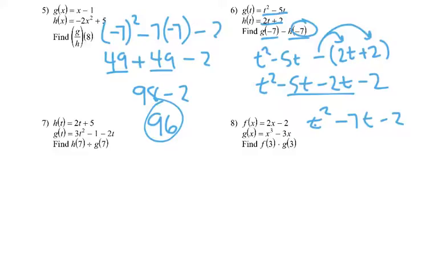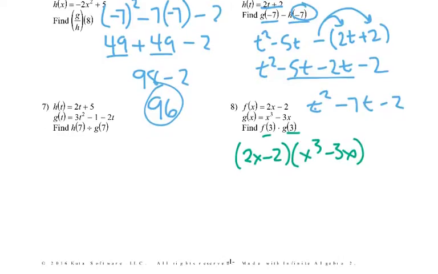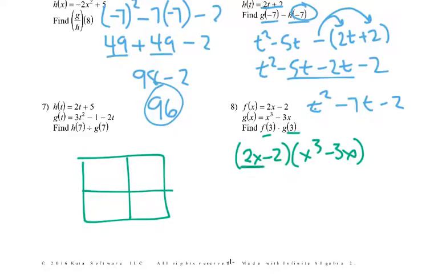Okay, and then number 8, timesing them. Now, if we decided to go 2x minus 2 times x cubed minus 3x, what we end up doing is called distribution, and we can use this fancy method to do it, because this 2x has to be multiplied by x cubed and negative 3x. So 2x times x cubed gives us 2x to the fourth. And then 2x times negative 3x would be negative 6x squared.